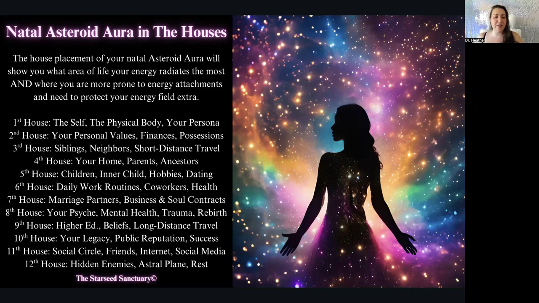7th house natal asteroid aura, if that is where your natal asteroid aura falls, in the house of partnerships, marriage, business, and soul contracts, it's really helpful to feel more aligned with your energy when you're connecting with your spouse, especially if you're in a good place and have a good relationship, or with other business relationships that really light up your energy. It's also important to be mindful of clearing soul contracts, making sure you're clearing attachments to other contracts that no longer serve you, as well as rewriting them. They need a freshen up or an upgrade, right? As we do with contracts from time to time.